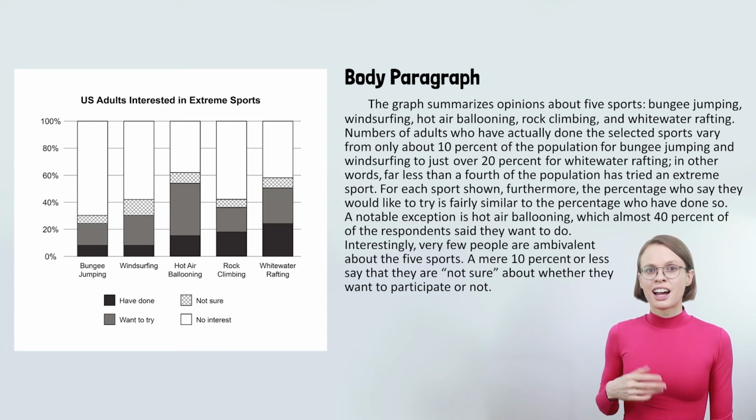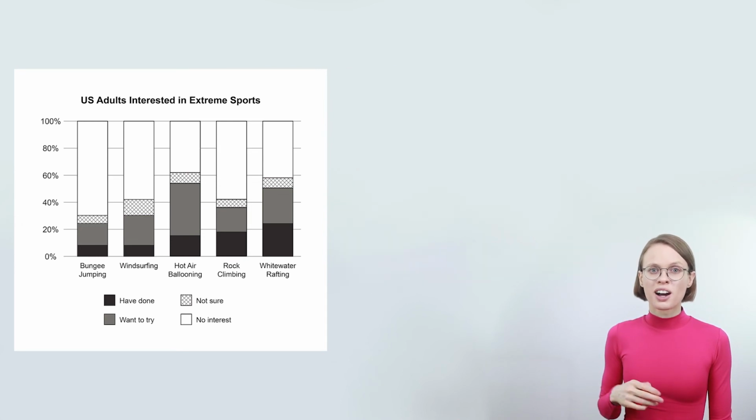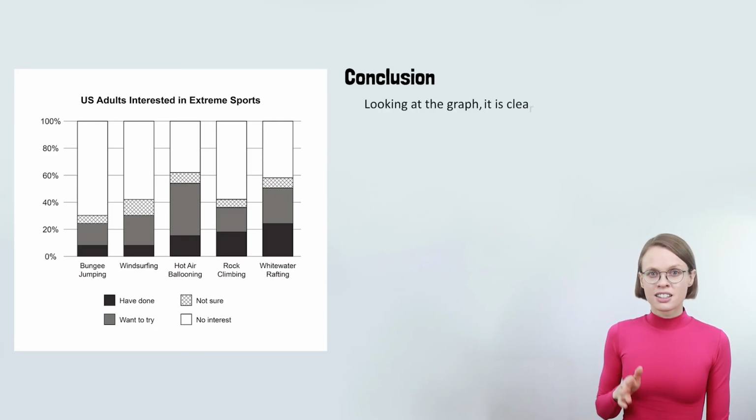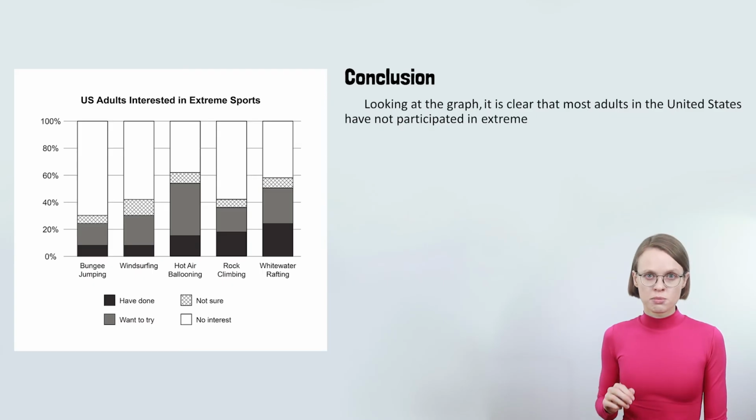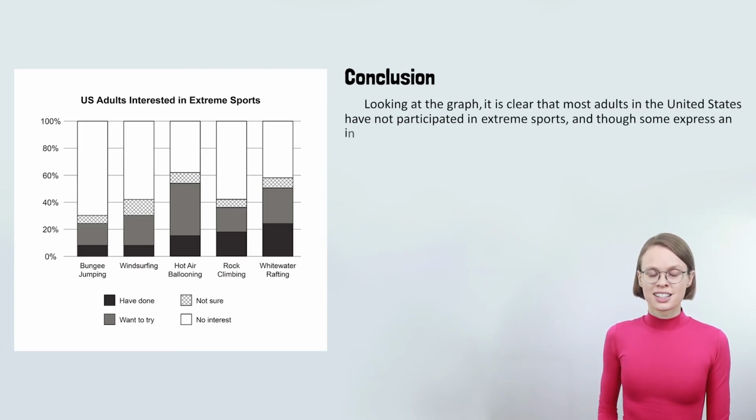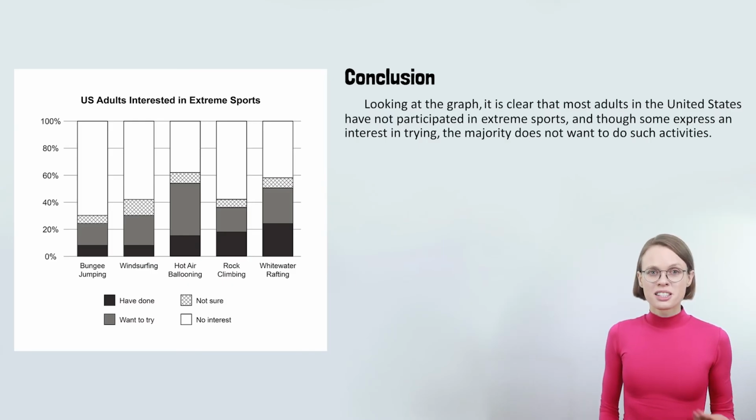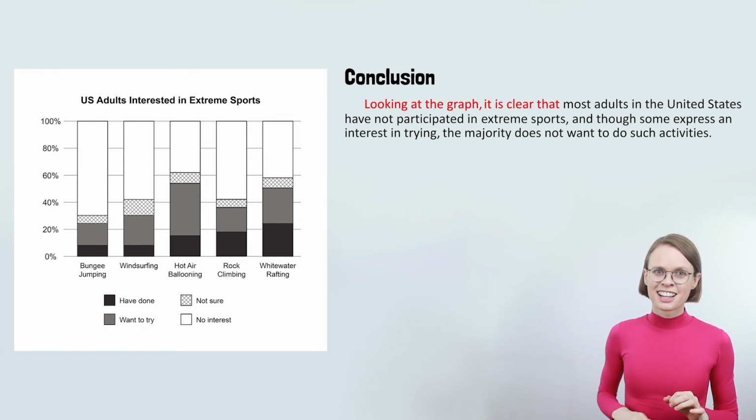I can stop here. However, I added a conclusion to show I know the basic structure for a formal answer. Looking at the graph, it is clear that most adults in the United States have not participated in extreme sports, and though some express an interest in trying, the majority does not want to do such activities. This conclusion is only one sentence, but it summarizes the main discussion. Looking at the graph, it is clear that is a sentence starter from my template to show that I've moved on to the conclusion. Here are the 2 main ideas I talked about.